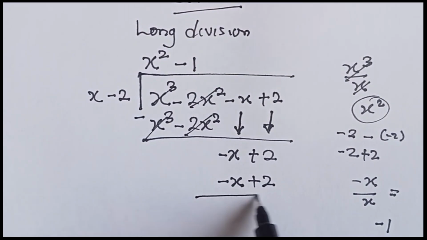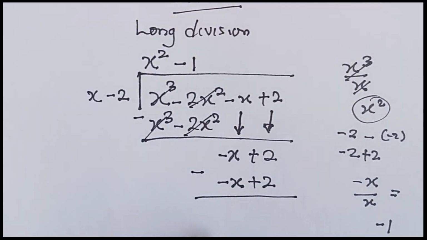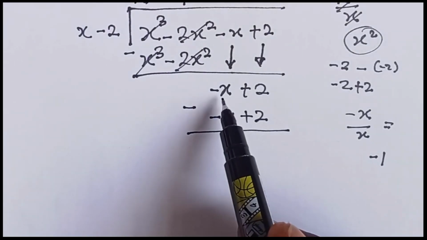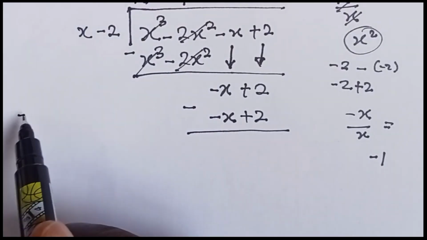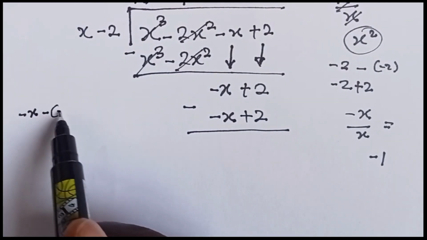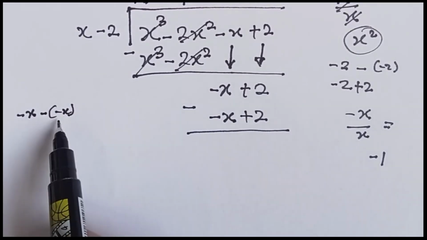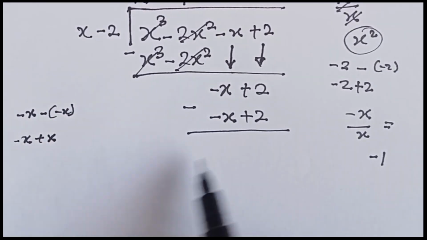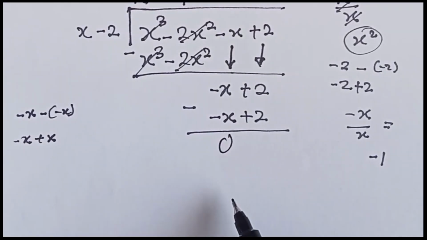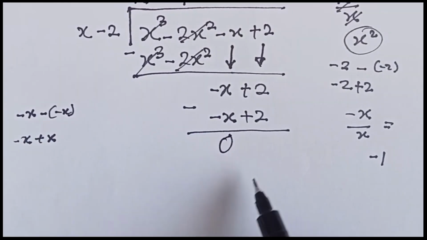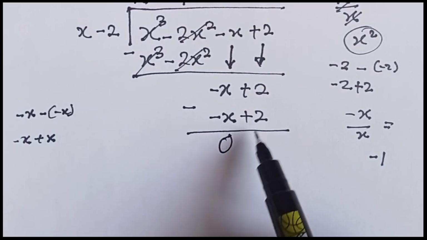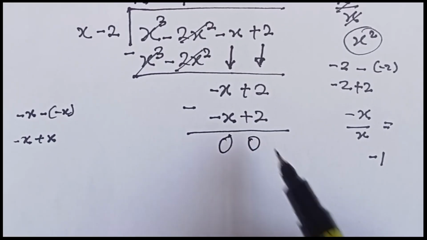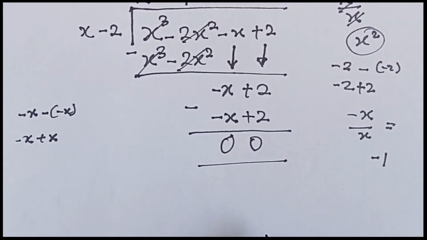All right, and what do we do again? We subtract. All right, so let's see how we subtract this. Minus x minus minus x, so this will become plus. We have minus x plus x, and that is 0. So that means this gives us 0. And there also plus 2 minus plus 2, so this is just 2 minus 2. And that also gives us 0. So we don't have any remainder.